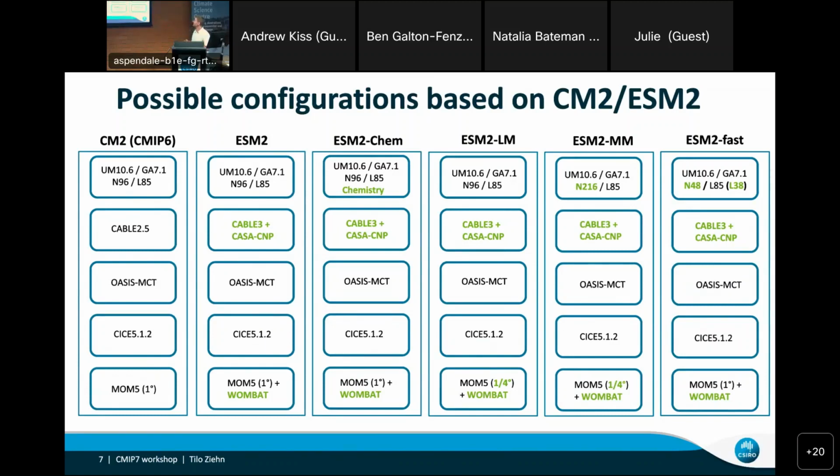And with the carbon cycle, you have the Earth system model version. So we can think about a chemistry version. We can think about an ESM or CM2 with a medium resolution ocean. We can think about an ESM or CM2 with a medium resolution atmosphere and medium resolution ocean, and also about an ESM fast. But again, we have no experience with that, and by fast, we really need to get a fast model if we make compromises in terms of resolution on the atmosphere side.